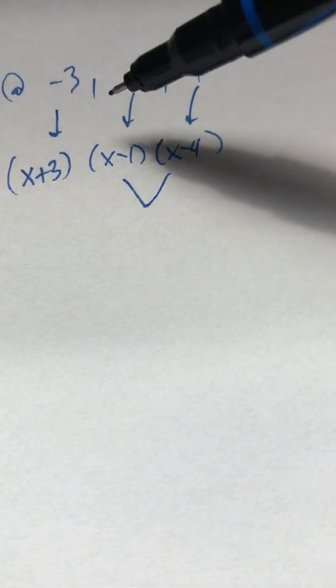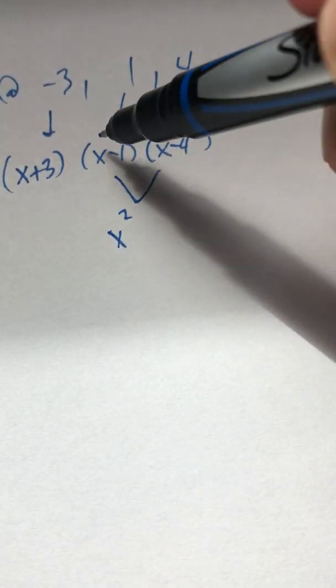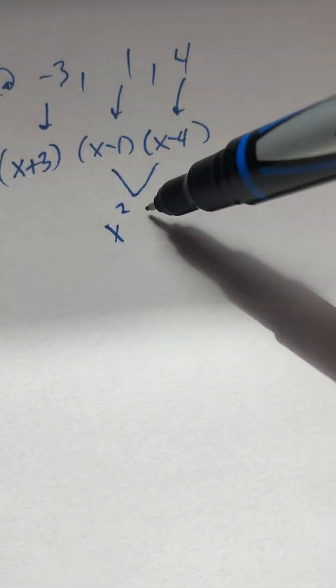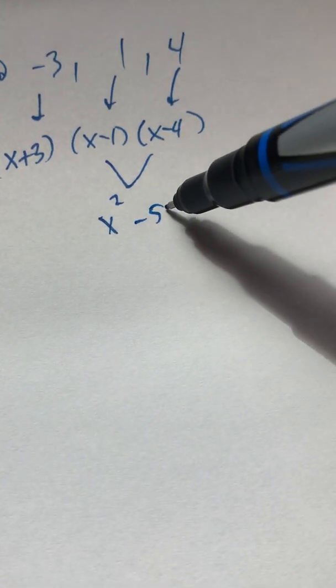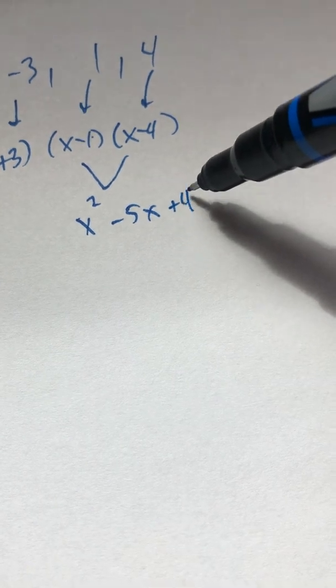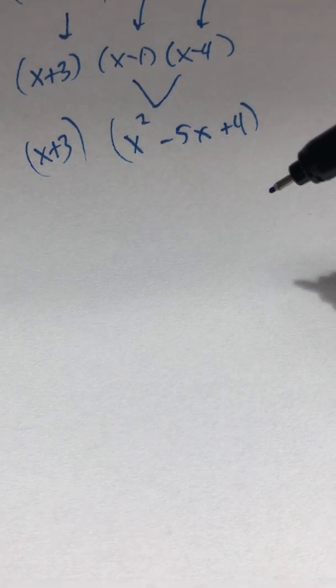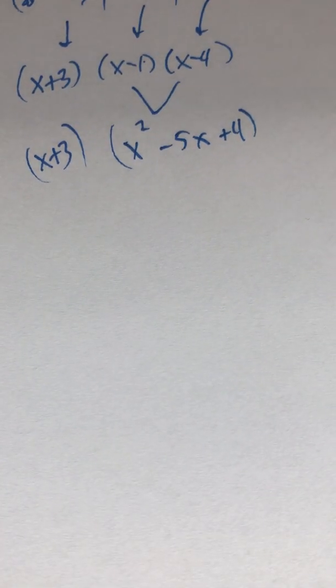So if I FOIL this out, I would get x times x, so x squared. And then I have a minus 4x and a minus 1x. So that's going to give me a minus 5x. And then plus 4 from the negative 1 times the negative 4. So now I am multiplying this binomial to this trinomial piece. All right, and so this is where you might be a little bit uncomfortable.